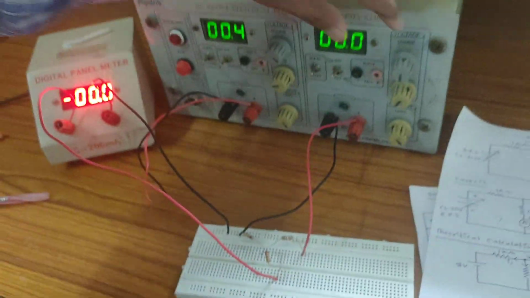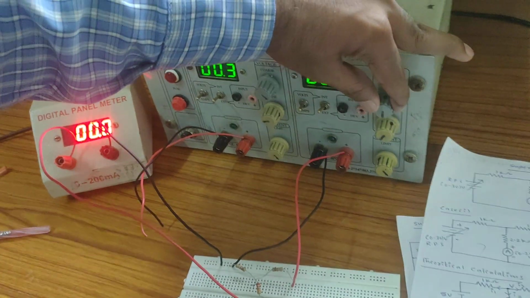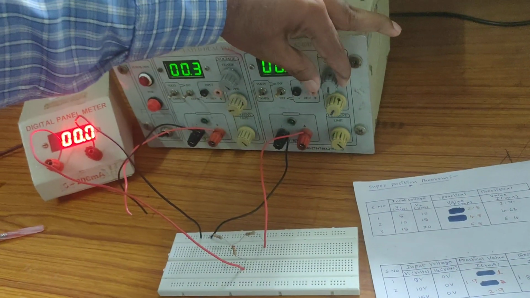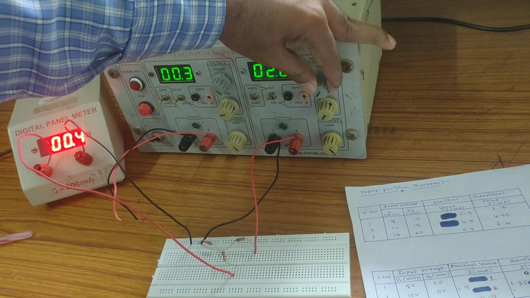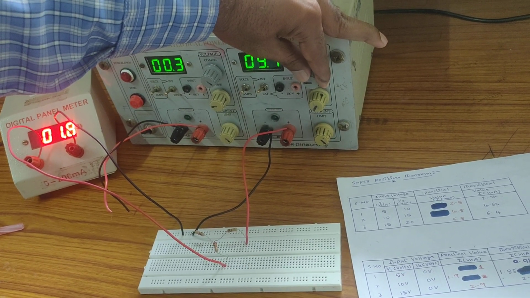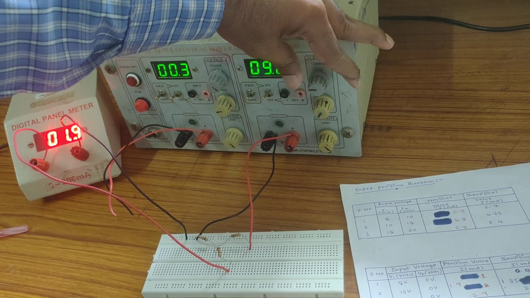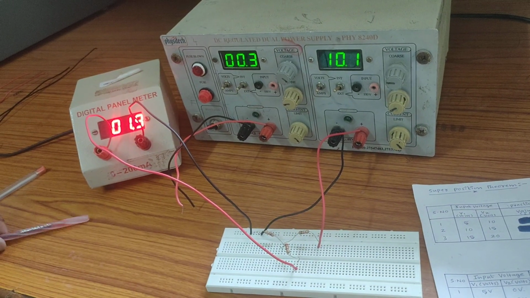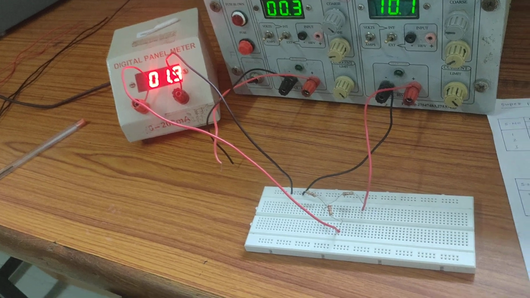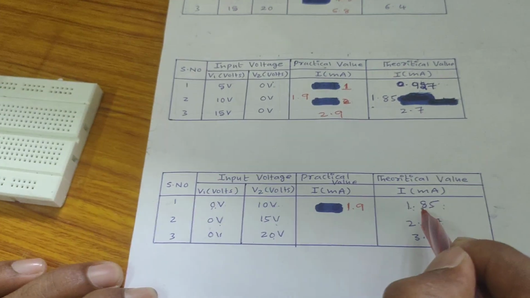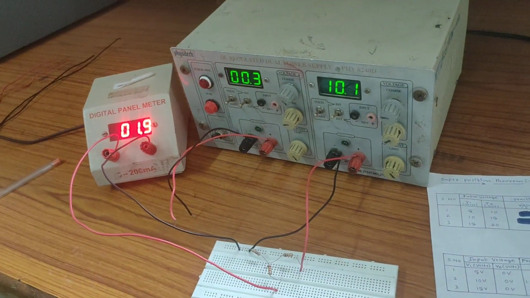Now vary channel 2, that is, from the circuit diagram, vary the supply voltage to 10 volts, 15 volts, 20 volts, with channel 1 voltage set to 0. Here I am varying the second channel voltage to 10 volts. Then the corresponding ammeter reading is 1.9 milliamperes. See here, the theoretical value will be 1.85, the practical value is 1.9, approximately equal.